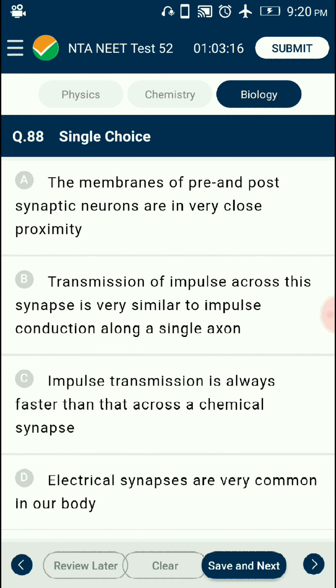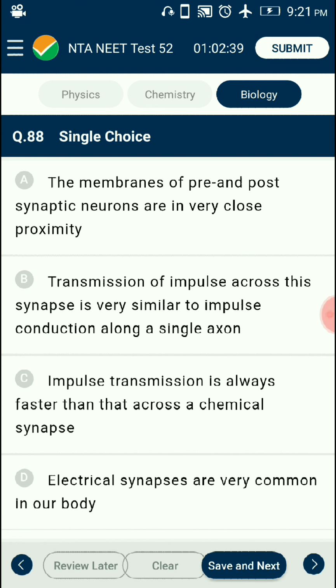A synapse is formed by the membranes of presynaptic neurons and postsynaptic neurons, which may or may not be separated by a gap called synaptic cleft. Synapses are of two types, electrical and chemical synapses. In electrical synapses, the membranes of pre and postsynaptic neurons are in close proximity. The electrical current can flow directly from one neuron to another. Transmission of an impulse across electrical synapses is very similar to impulse conduction along a single axon, and it is faster than that across chemical synapses.